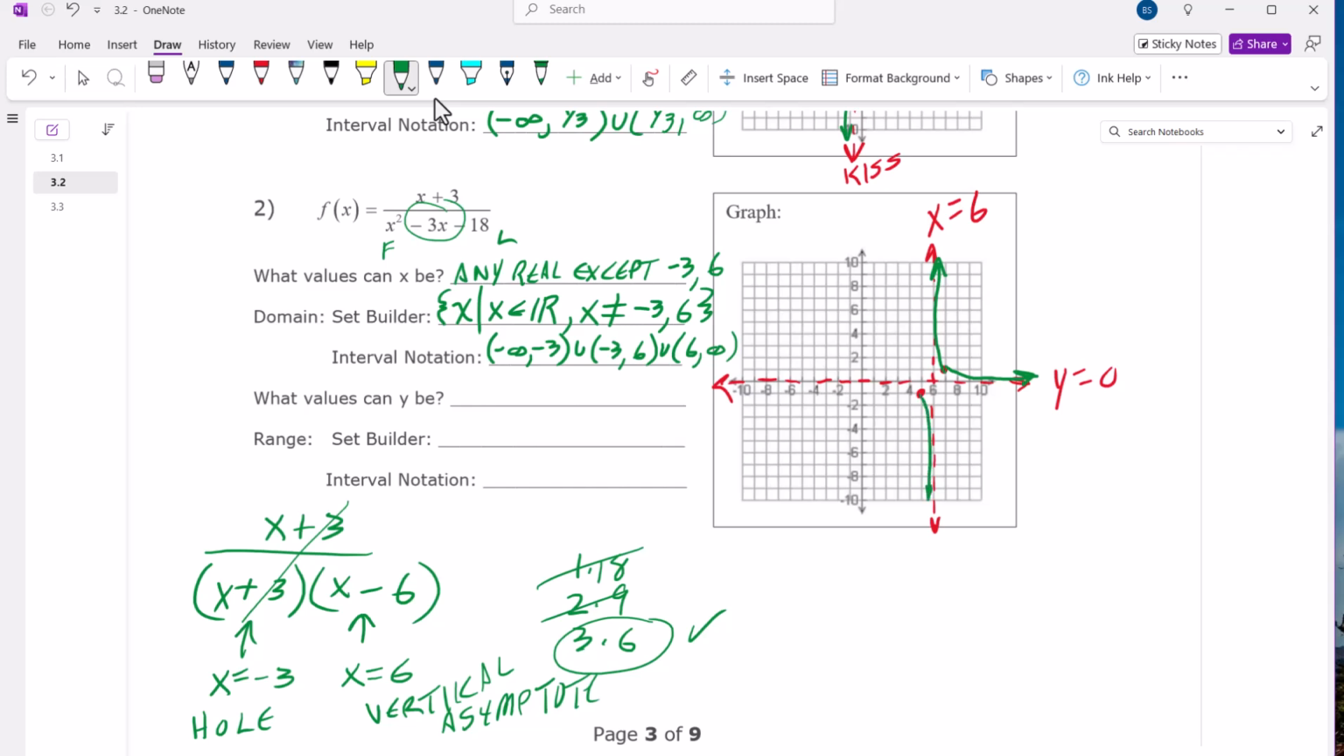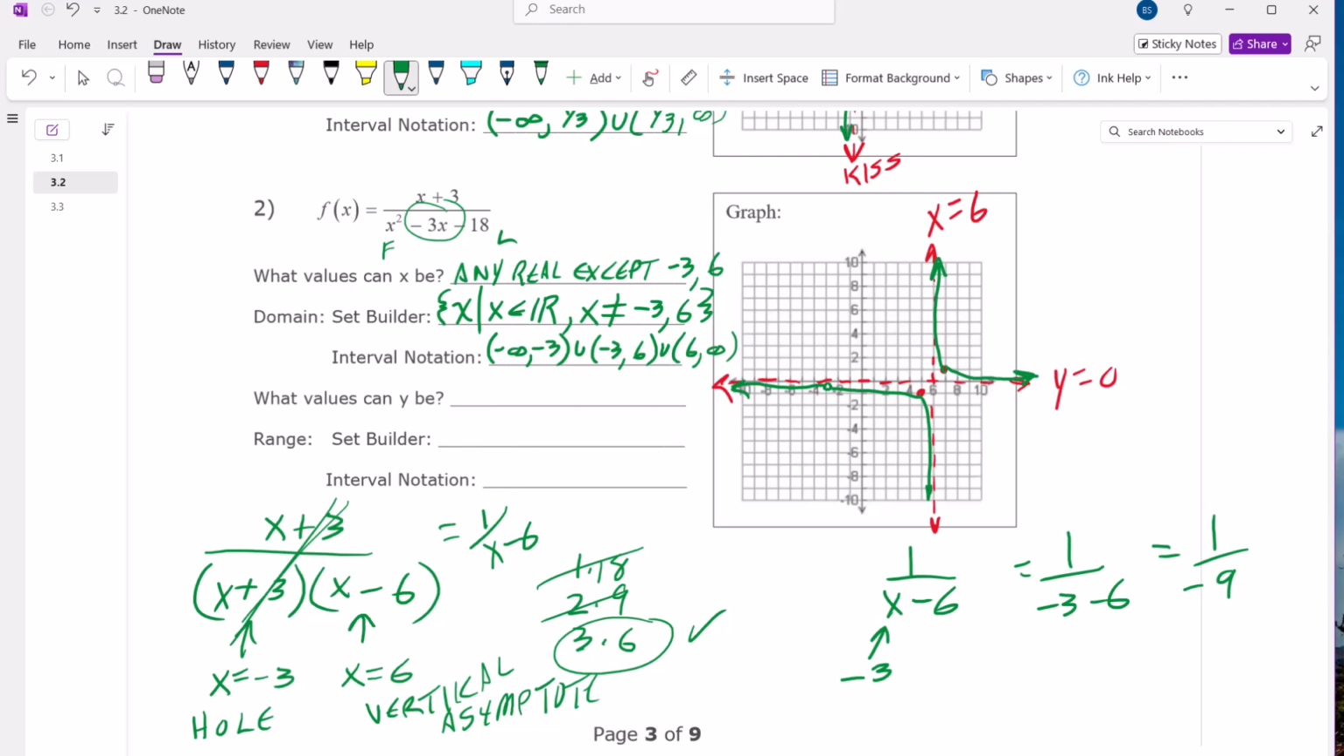And then what's going to happen here is if you cancel this out, you'll get 1 over x minus 6. And if you replace that with -3, you're going to get 1 over -3 minus 6, which is 1 over -9. So when you're at -3, the y value is around -1/9, but there's a hole there. Okay, the graphing calculator doesn't show that hole. So that's how that looks.